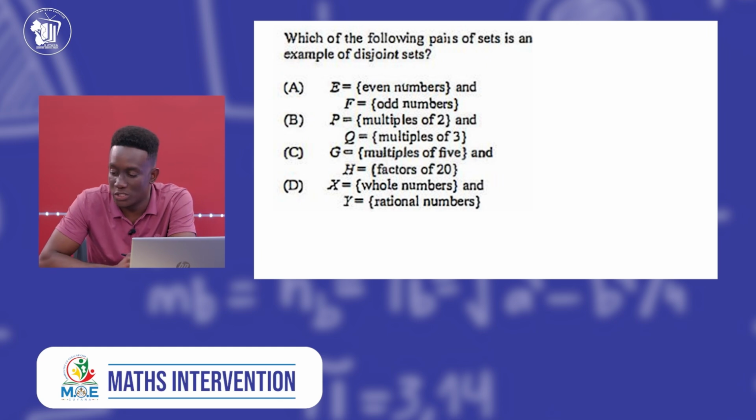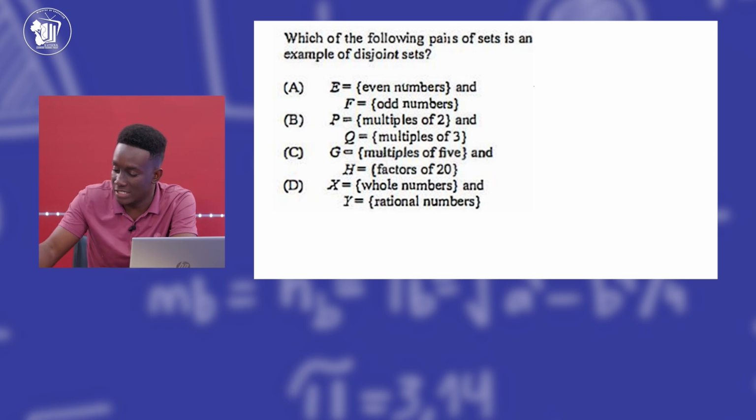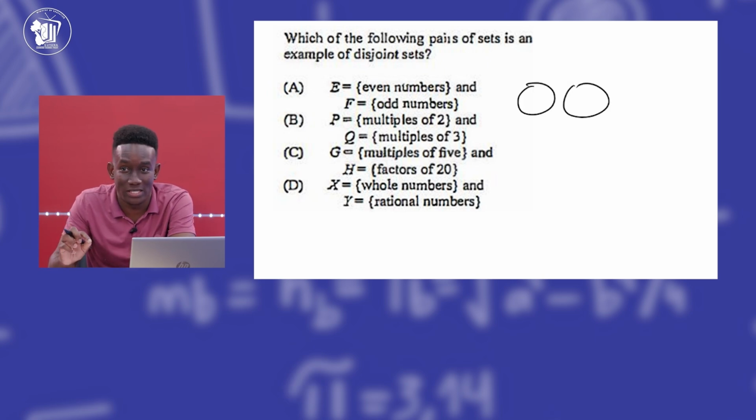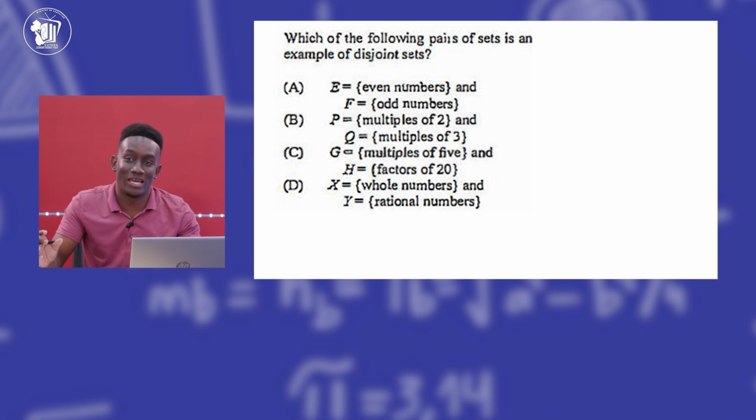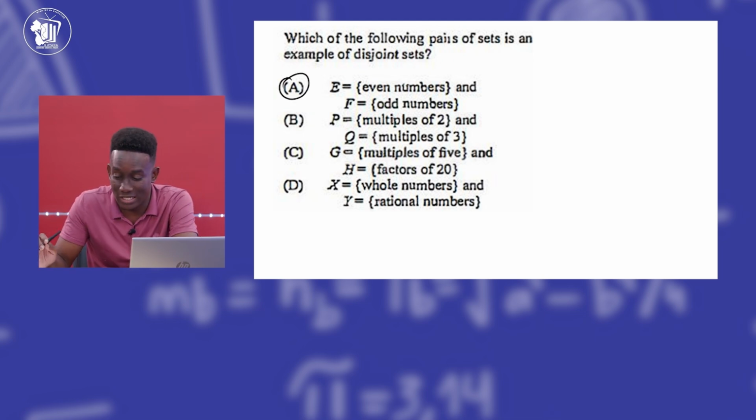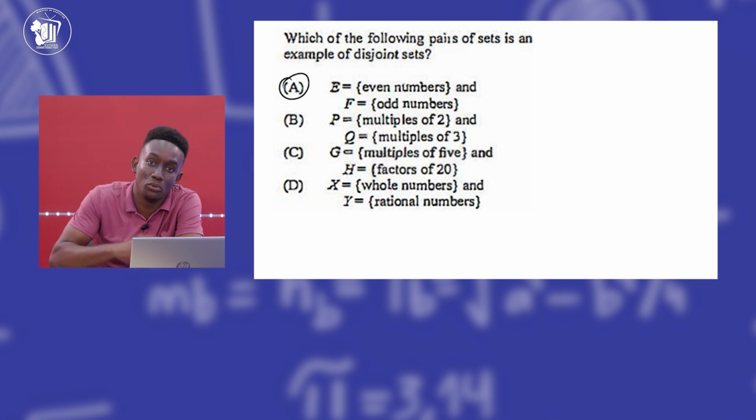The next question says, which of the following pairs of sets is an example of disjoint sets? A disjoint set means there's no intersection between the two sets. They're completely distinct from each other, so they have nothing in common. So let's go with A, even and odd numbers. The set E is a set of even numbers, and set F is a set of odd numbers. Of course we know a number is either even or odd. It can't be both even and odd. So in this case, you can already see A is a disjoint set.